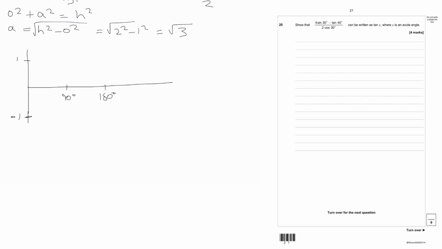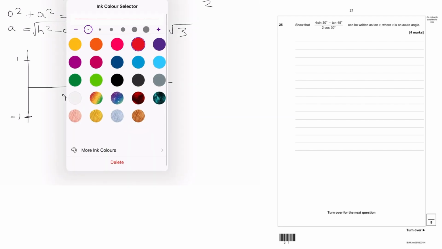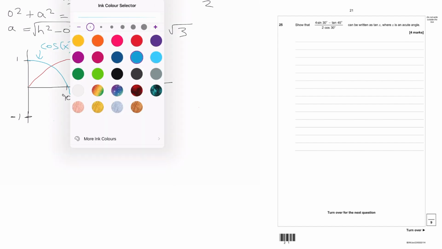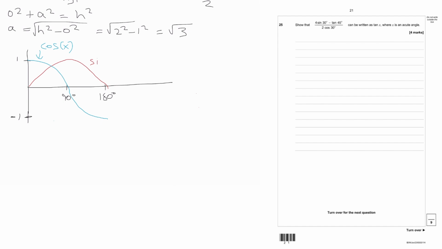So let's draw our sine graph. Let's choose to do this in red. So our sine graph starts at 0, at 90 degrees it goes up to 1, and then at 180 degrees it comes back down to 0. And if we change colour, let's go for a nice blue. For a cos graph, we know that it starts at 1 at 0 degrees, and it comes down to 0 at 90, and then it goes to minus 1 at 180. And I'm just going to label that. So that's cosine of x, and that's sine of x.